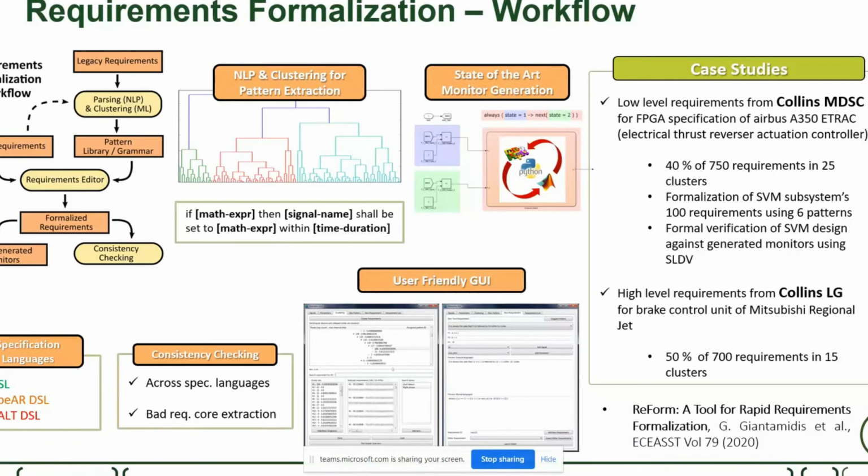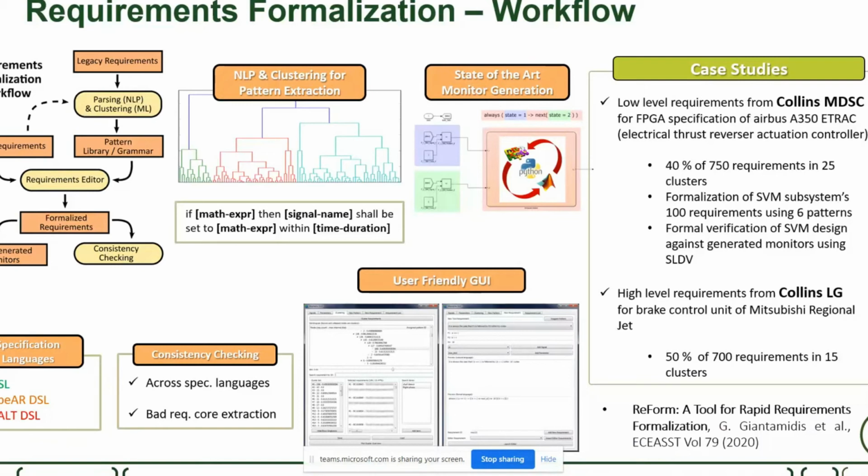Now, for pattern identification, we first use some off-the-shelf natural language processing tools, as well as our own rule-based heuristics on top of that, in order to pre-process the text, for example, by trying to identify and abstract away domain entities, mathematical expressions, and so on. And then we use a hierarchical clustering algorithm to group the abstracted requirements into clusters.